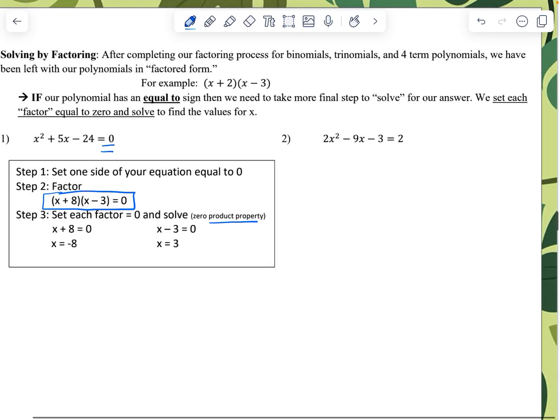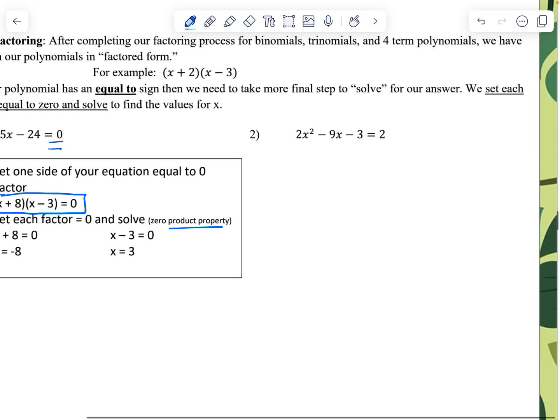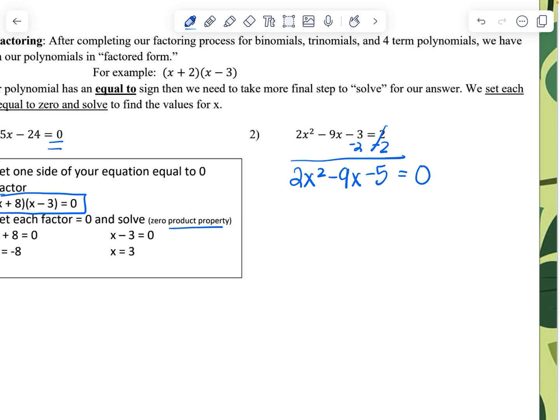So let's take a look at example number 2. 2x squared minus 9x minus 3 equals 2. First thing that I notice is it's not set equal to 0, so we need to take care of that first. So I'm going to subtract 2 from both sides, and I get 2x squared minus 9x minus 5 equals 0. Because this is a section where we know we can factor, I'm positive that this could be factored. If I don't love factoring and I see that it's a quadratic, or if it can't be factored, I could use the quadratic formula, but in this section, we're just focused on factoring.